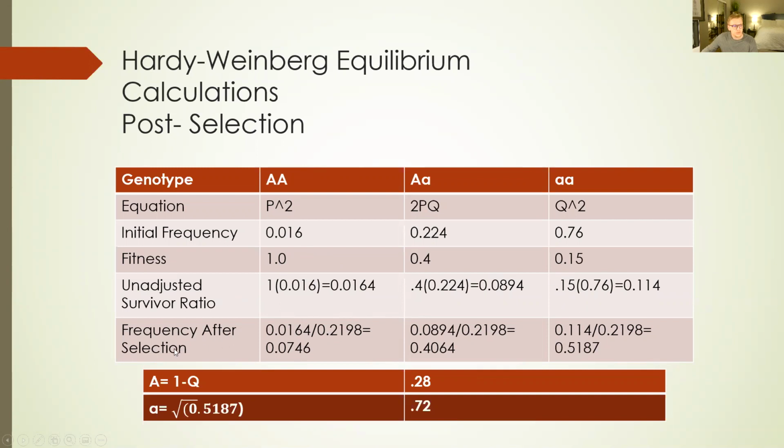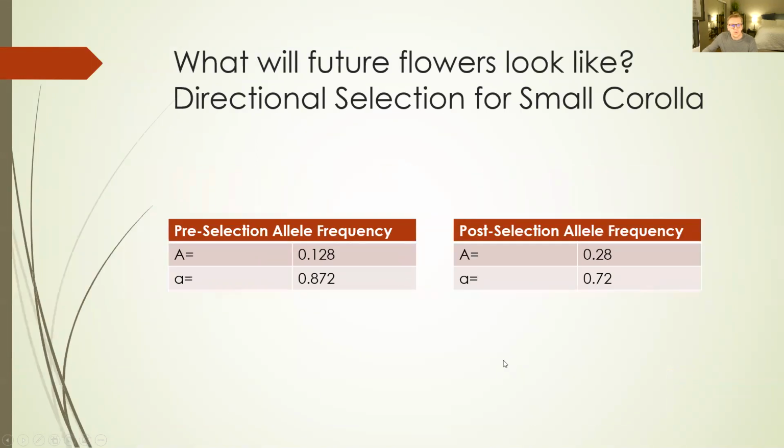And we then see that the frequency after selection is really going to change dramatically from how it was before. So we see we used to have 0.76 of the population being in this little a, and now it's only about 50%. We're also going to calculate our allele frequencies down here, and that's important for comparison in just a moment. And now we have to ask ourselves the question, what will the future of this flower look like?